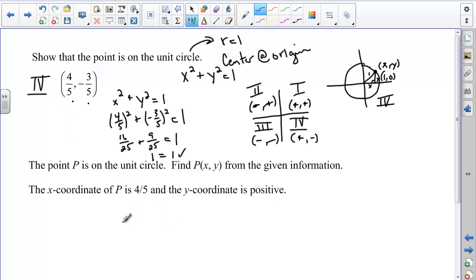Now, down here, it says the point P is on the unit circle. Find P(x, y) from the given information. So we're looking for the coordinates of x and y. The x coordinate is 4/5, so here's my x. We need to find y, and we know it's positive. Well, again, I know that x squared plus y squared equals 1. So I know that if this is 4/5, I can plug it in and solve for y.